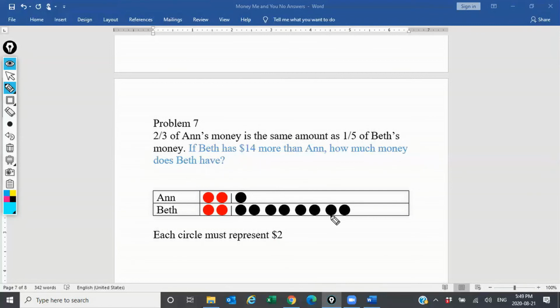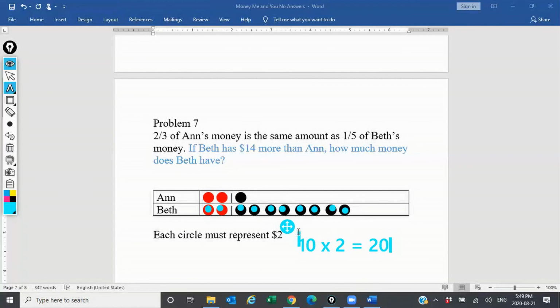If each circle represents $2, then we need to know how much money all these circles represent. So we need to do that by seeing how many times we multiply that, or we could just skip count. I'll do the multiply. 1, 2, 3, 4, 5, 6, 7, 8, 9, 10. Because I have to count all the circles to know how many times to multiply 2. I'll write it here. There's 10 circles that it has, and we need to multiply that by 2. 10 times 2 equals 20.